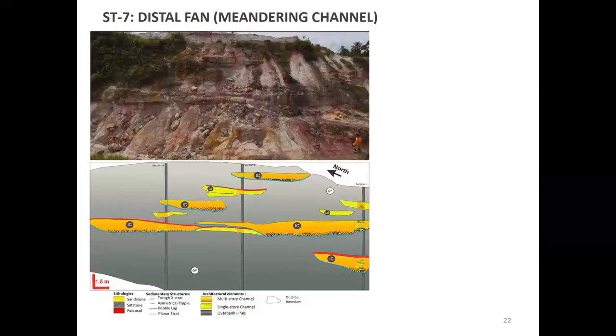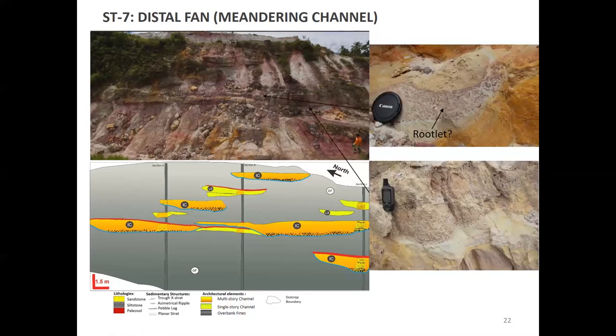So this is the brief summary of the outcrop at stop set 7. We can see that the paleosol development is quite intense, also at the top of this channel body. The sedimentary structures that we can observe are cross-stratification and some pebble-like deposits. This is an example of the rootlet; I put a question mark to confirm that this is part of the rootlet and the paleosols.